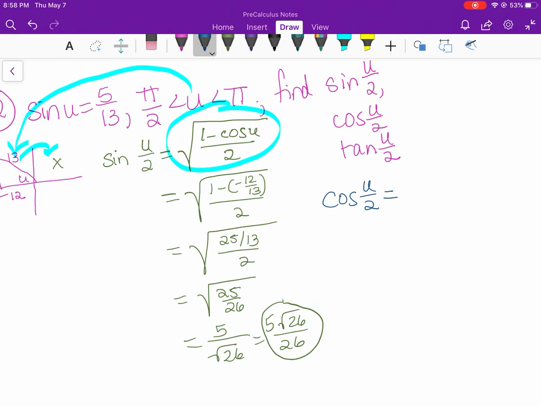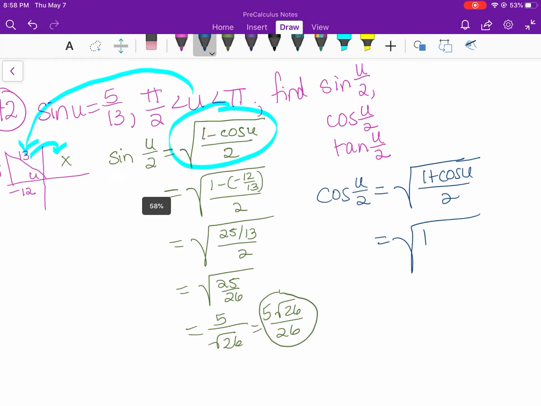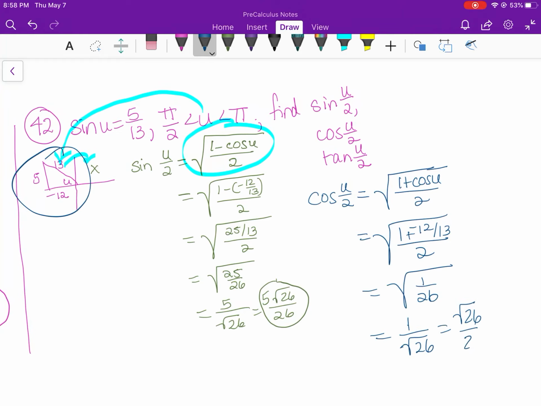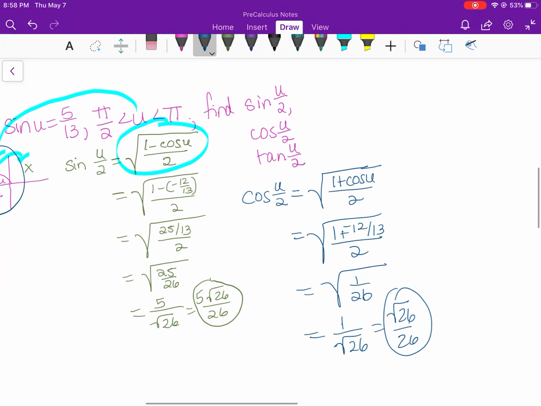Now I'm going to walk you through the cosine of u/2. According to my formula, it's 1 plus the cosine of u, divided by 2, all under a radical. So 1, and then I go back to my triangle over here. The cosine's -12/13. So I'm adding a negative, divide by 2. That's 1/13 divided by 2, that's a 26th. I take the square root. And there's my cosine of u/2.